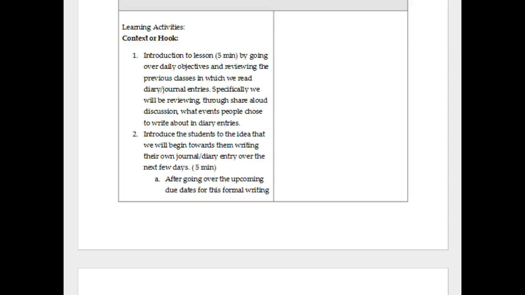I like the fact, pardon me, that you put times in here. I think that especially in a short class period like this, it's a good idea to keep a close eye on it. So introduce the lesson by going over objectives, reviewing previous class, which we read, diary and journals, reviewing through share aloud discussion what events people chose to write about in diary entries.